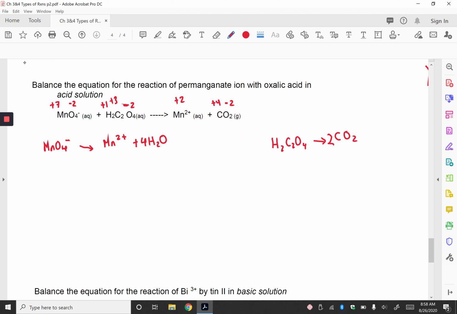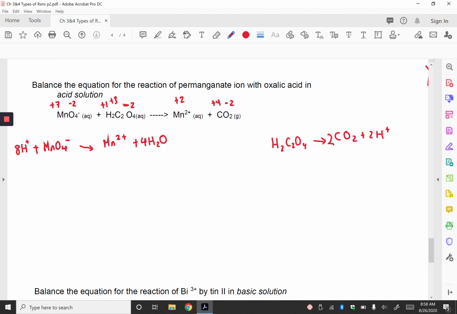So, hydrogens, I have none here, I have 8 here, so I need to add 8 H+ on this side. For this one, I have 2 hydrogens here, none there, so I need to add 2 H+ on this. Now, where are we getting these H+ and waters? How are we just randomly creating matter and adding waters and H+?